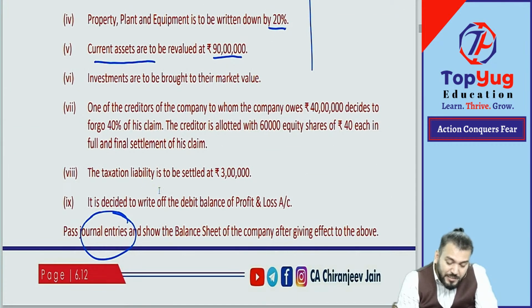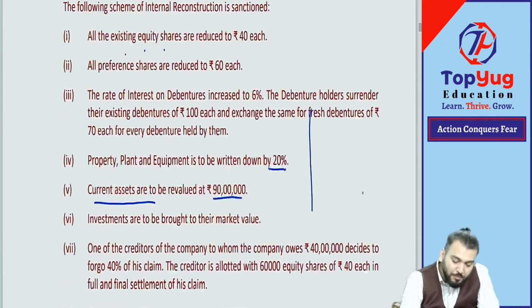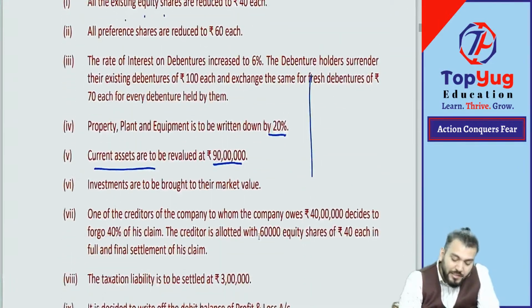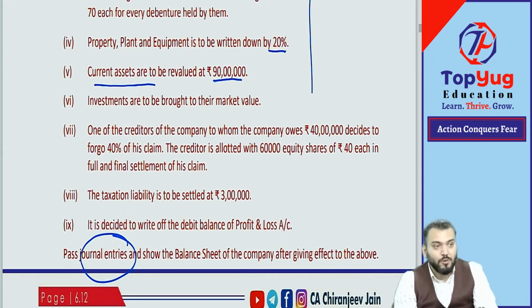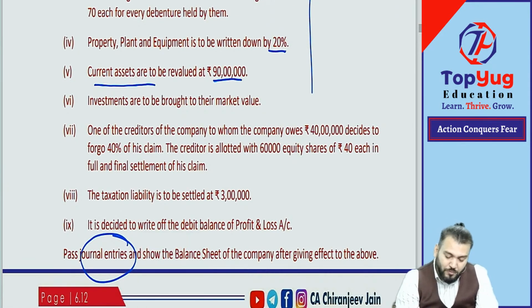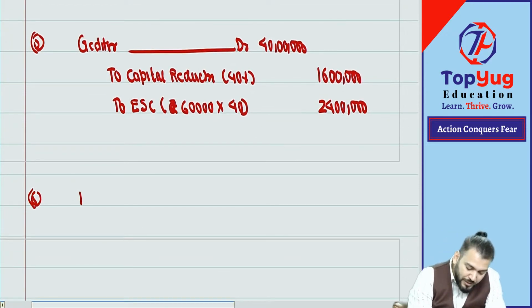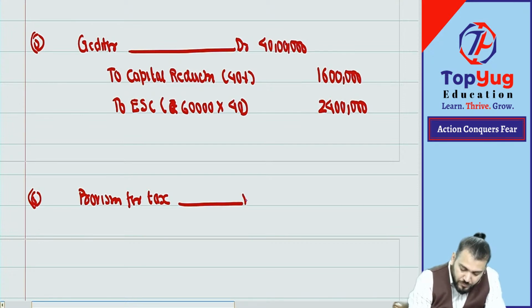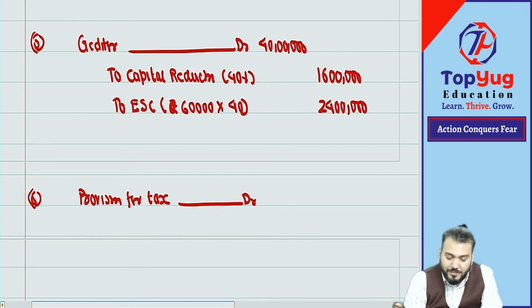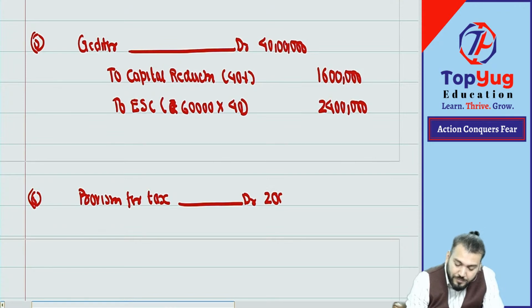Then taxation liability is to be settled at rupees 3 lakh. So you can see there is one provision for tax given, 2 lakh. It is settled at 3 lakh, means more payment. So what journal entry will we do? Point number 6, provision for tax. How much? 2 lakh.